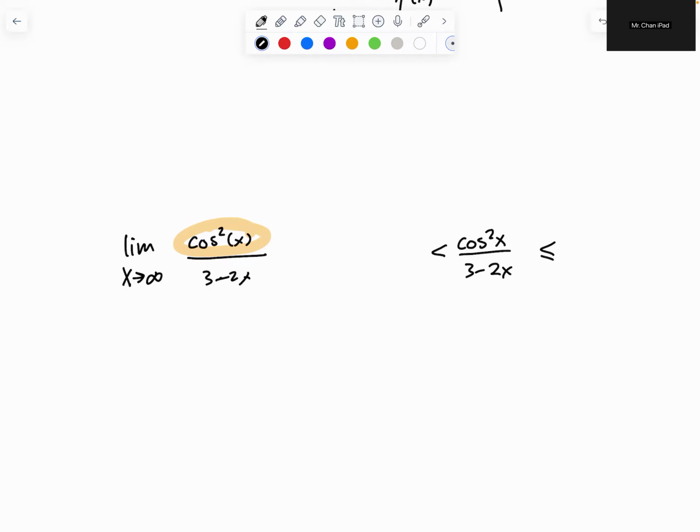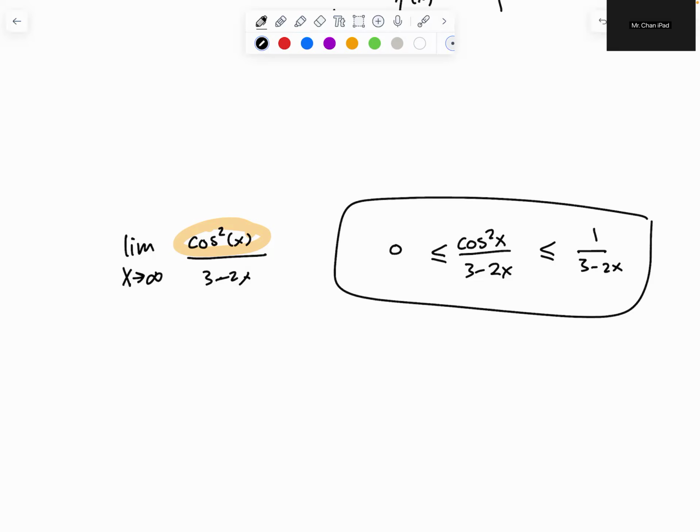So that's why we can now establish a relationship: cosine squared x over 3 minus 2x has got to be between two functions. Which two? Well, cosine squared of x could be as great as 1, so 1 over 3 minus 2x. And cosine squared x could be as small as 0, so 0 over 3 minus 2x, which is 0. So then we say, oh yeah, that will be the relationship. You have to create this relationship to continue the discussion using Squeeze theorem.